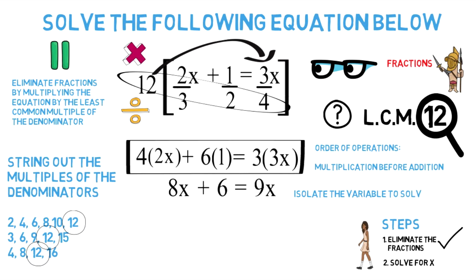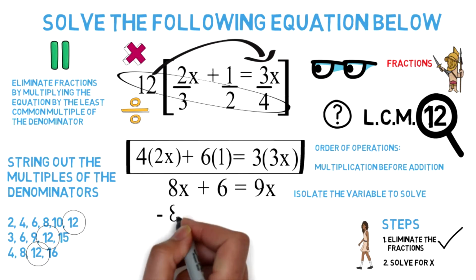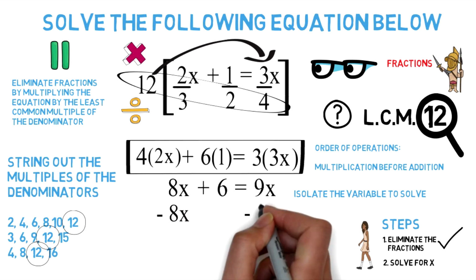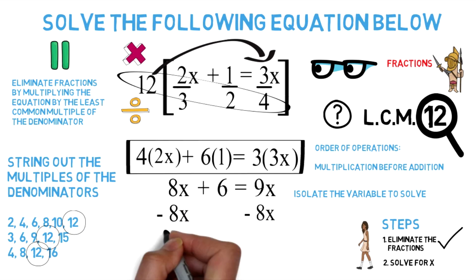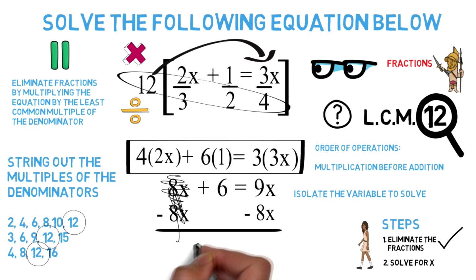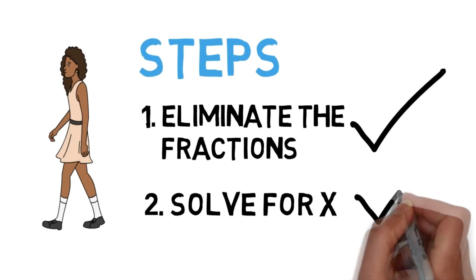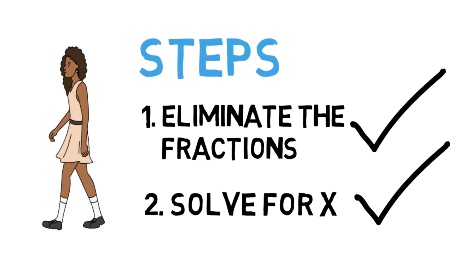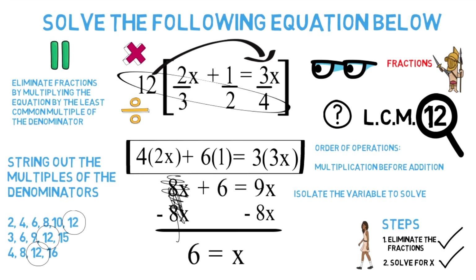Now you want to isolate the variable so you can solve the equation. To isolate the variable, you will subtract 8x from one side of the equation and subtract it from the other side of the equation. Positive 8x and negative 8x will cancel each other out. Then you will be left with 6 equals x. Then you can cross out the last step, which was solve for x. And your answer is 6 equals x.